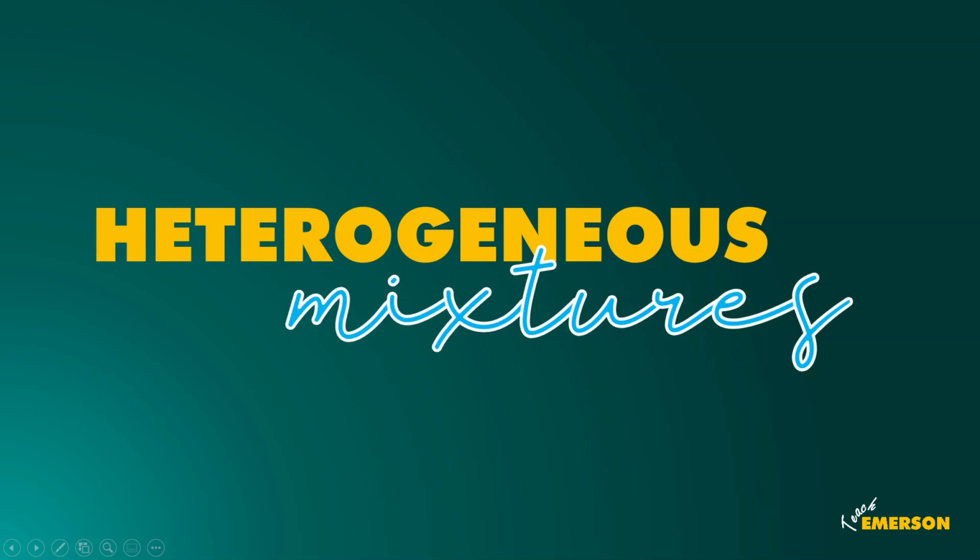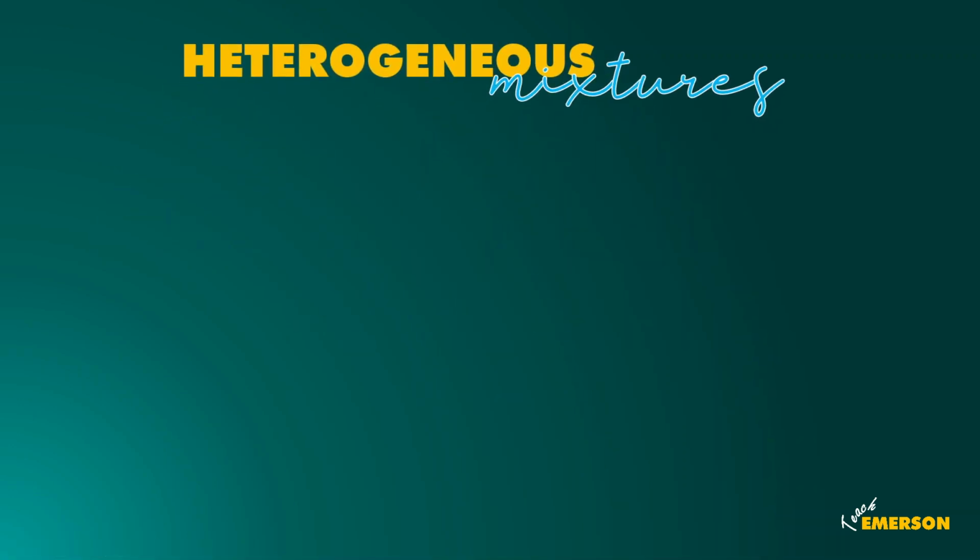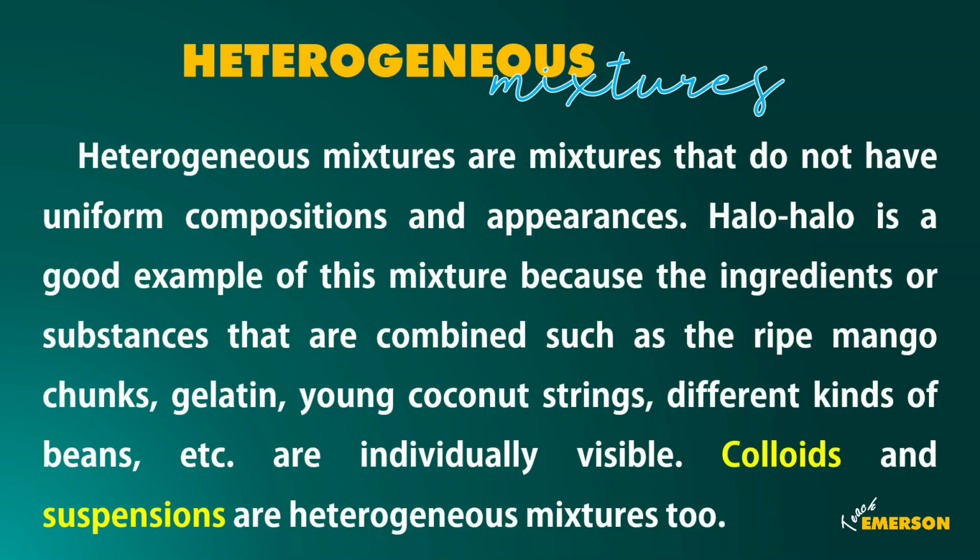Heterogeneous mixtures. Heterogeneous mixtures are mixtures that do not have uniform compositions and appearances. Halo-halo is a good example of this mixture because the ingredients that are combined, such as the ripe mango chunks, gelatin, young coconut strings, different kinds of beans, etc., are individually visible. Colloids and suspensions are heterogeneous mixtures too.